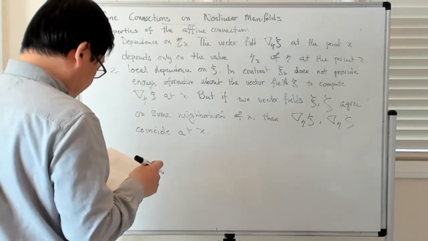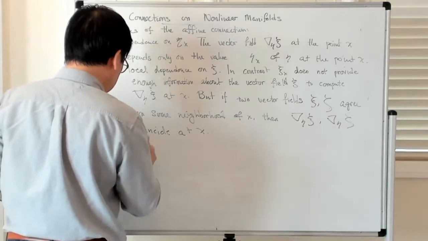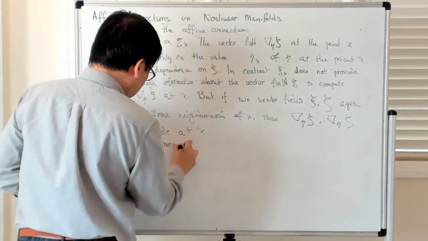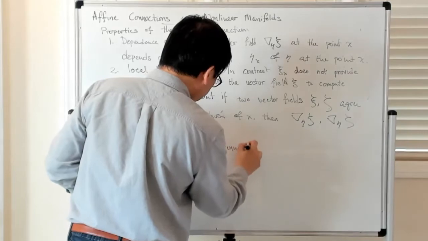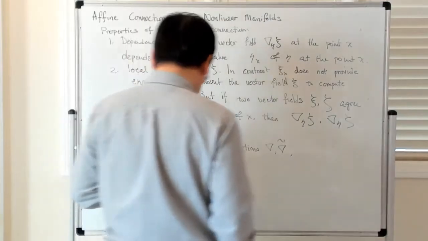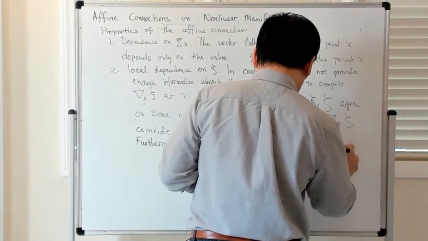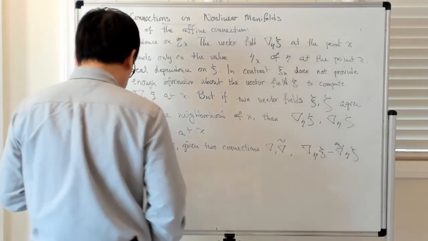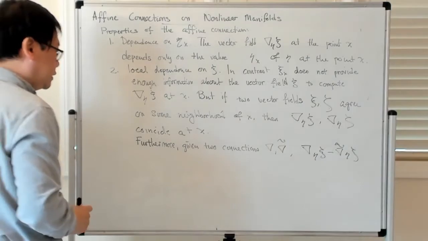There's also an additional thing, which is that, furthermore, given two different connections, nabla and nabla tilde, the difference of them depends only on the value of c at x.